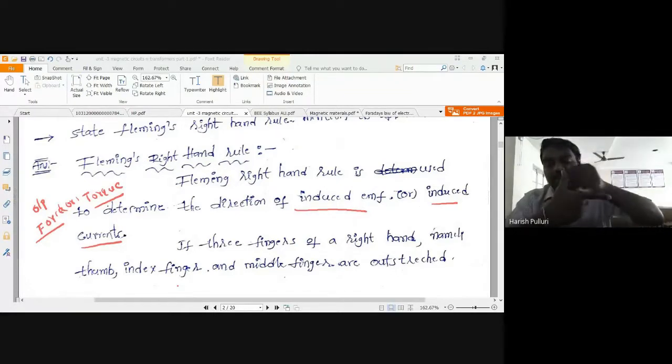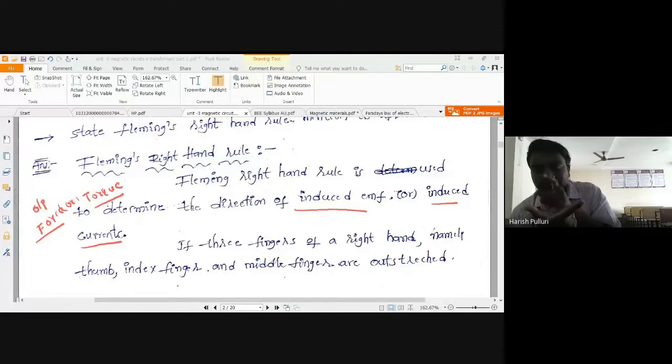In this way, the thumb represents the force direction, the forefinger represents magnetic flux, and the middle finger represents the direction of the current or EMF. To remember easily: father, mother, child. Father means force, mother means magnetic flux, child means current.